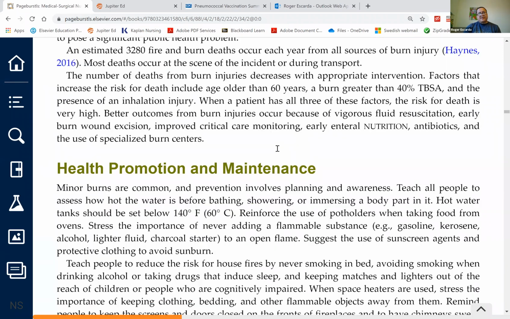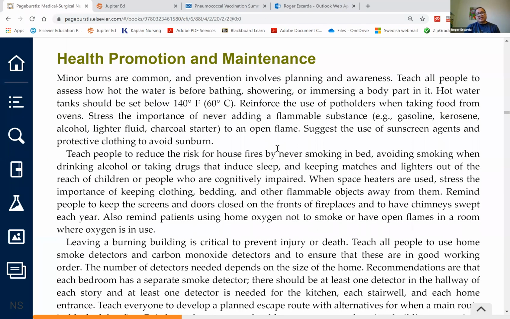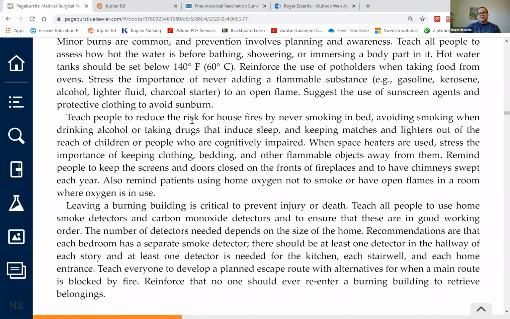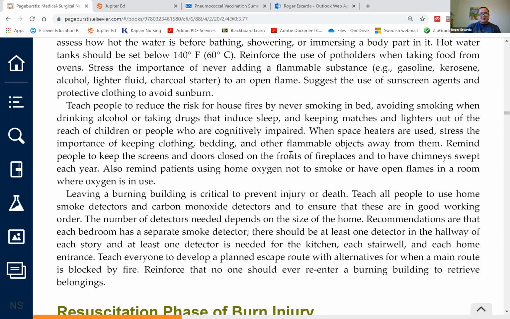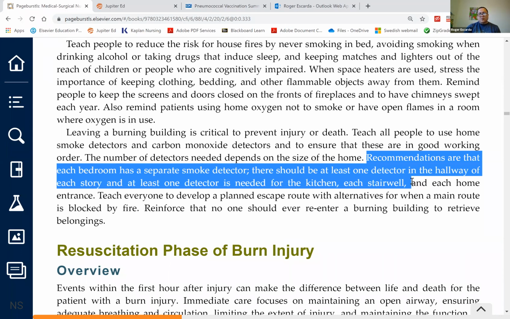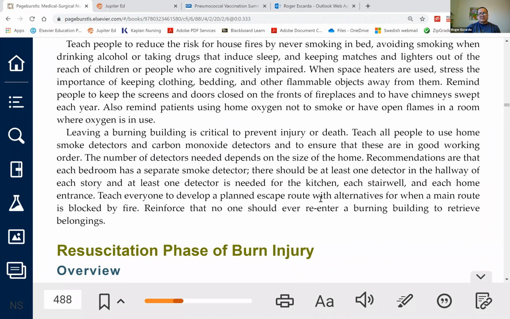All right. Prevention. You wouldn't believe the questions they get on the NCLEX. So for the few students that came back, did you get any questions on burn prevention? Yes, we did. And the question was something you would never imagine they'd ask. It was about the number of smoke detectors in the home, how often you change the batteries, that kind of stuff. So we do have that covered. This section of the book gives recommendations that each bedroom has a smoke detector, one in each hallway, in each story of the house, and then one for the kitchen, the stairwell, and the entrance, right? So we have that part covered.